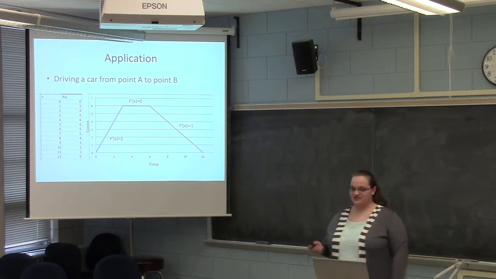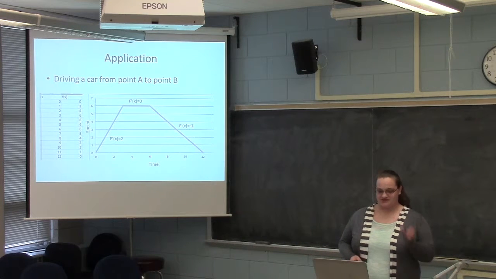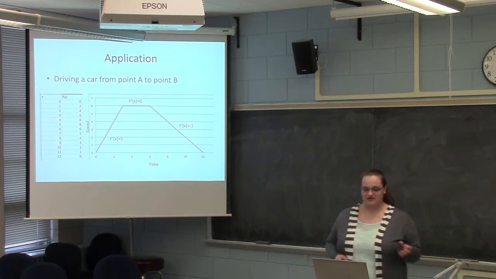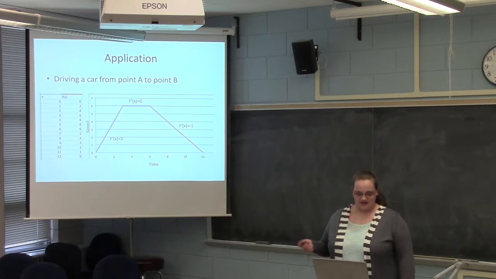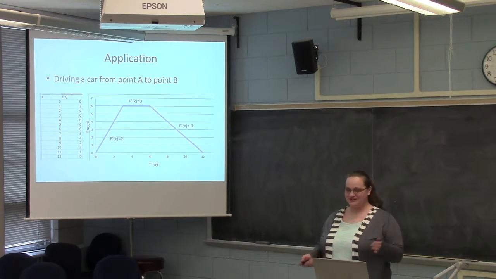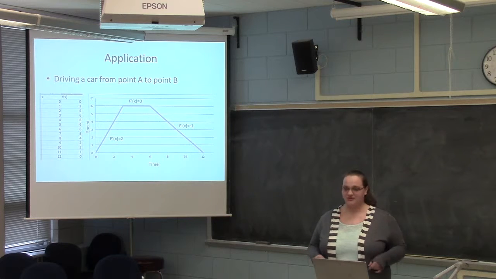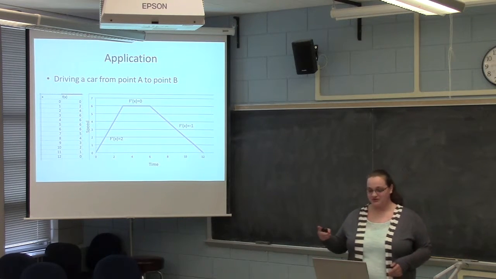And we just have an application. In this one, there's some data points on your driving and the distance that you've traveled. At the first part, you start at 0, 0, and then you're accelerating, so the line goes up, and your derivative just represents that you're going up at a constant speed, so it would just be 2.